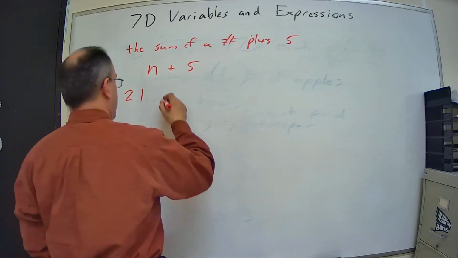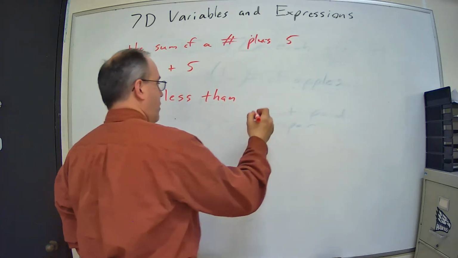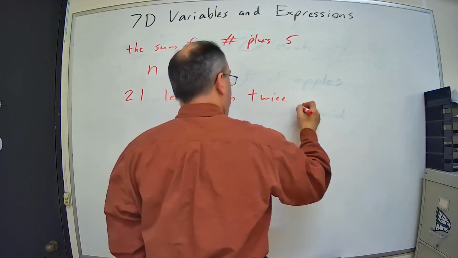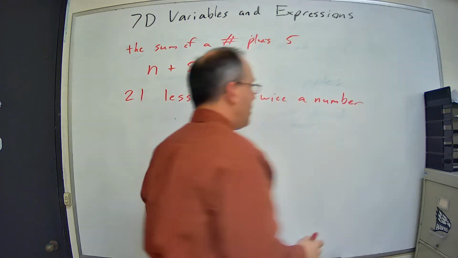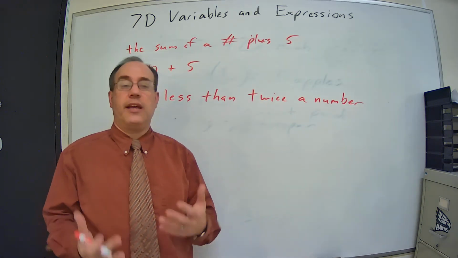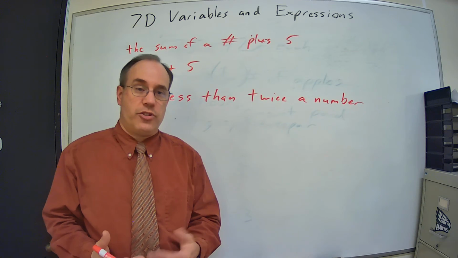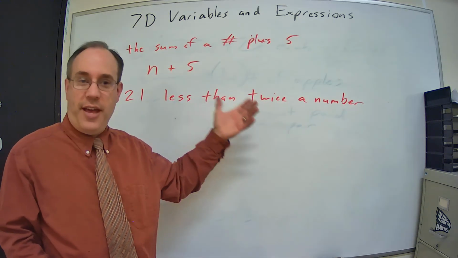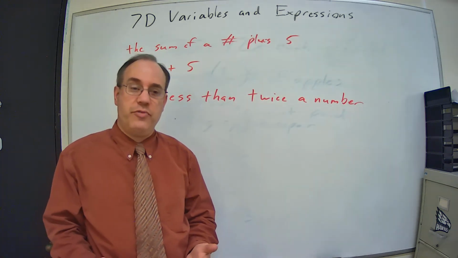$21 less than twice a number. Now realize we are dealing with the English language, and in the English language there are numerous ways to say the same thing. So there are many different ways that we can say things in mathematics in English, with the words that we use to do that.